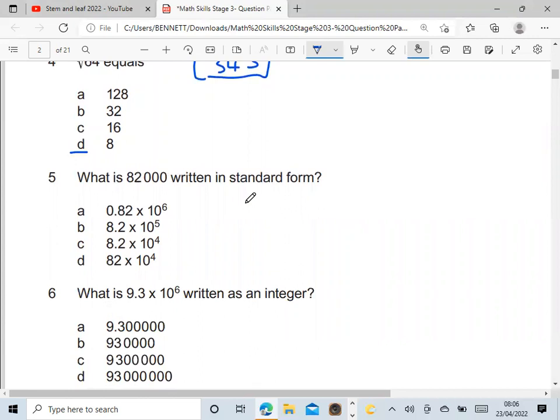Let's move on to 5. What is 82,000 written in standard form? All right, tell you what, guys, the decimal point is right here, right? So we're going to move the decimal place to this point right here. The number of places that we move, that's what we multiply by 10 to the power of. How many places did we move? 4. Yeah. So that would be C.